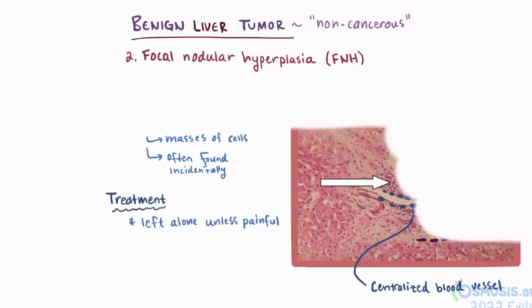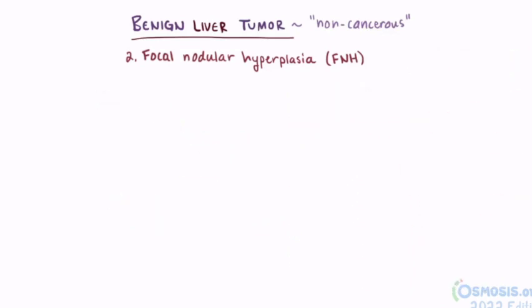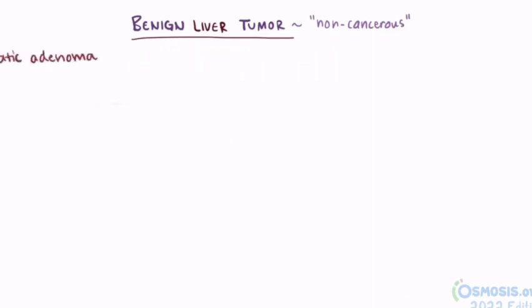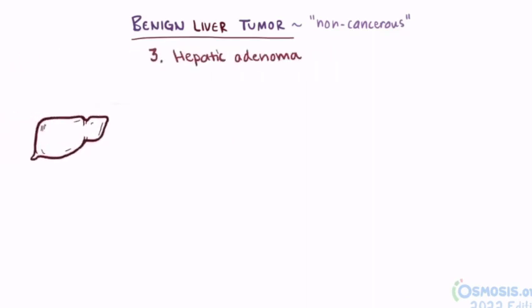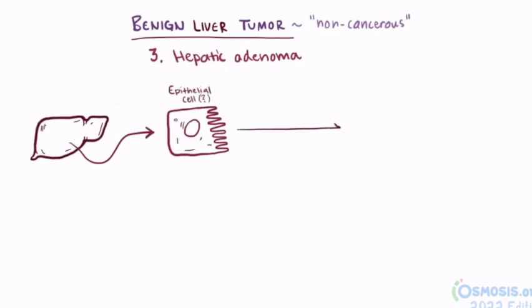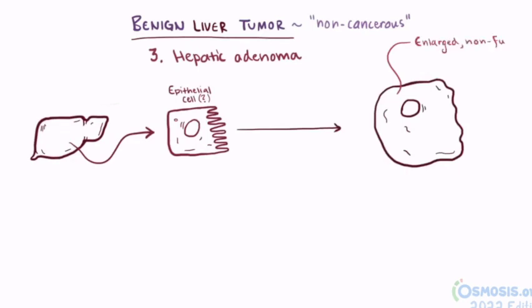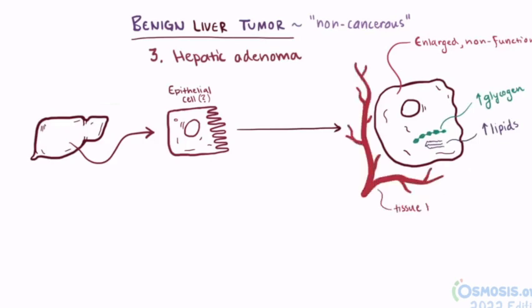Alright, another type of benign hepatocyte tumor, one that's a lot more rare, is a hepatic adenoma. These are tumors thought to be made up of liver epithelial cells and often develop in an otherwise healthy liver. Usually these hepatocytes are enlarged, non-functional, and contain more glycogen and lipids than normal. The tissue around them is usually highly vascularized, and both bile ducts and portal areas are absent.